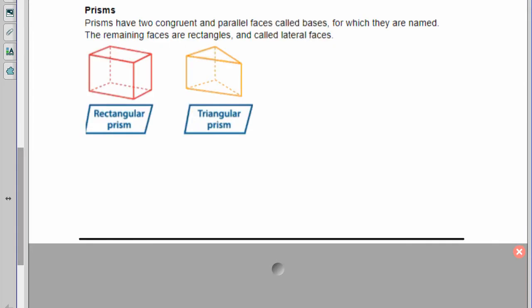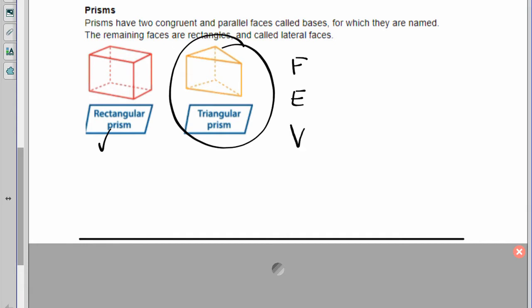So here's two more that they tried to draw. This is a rectangular prism, so we just did that. Here's a triangular prism, and again, if we wanted to count its faces, edges, and vertices, it has a top and a bottom, the two bases, those are faces, and three on the side. So this one has a total of 5 faces.